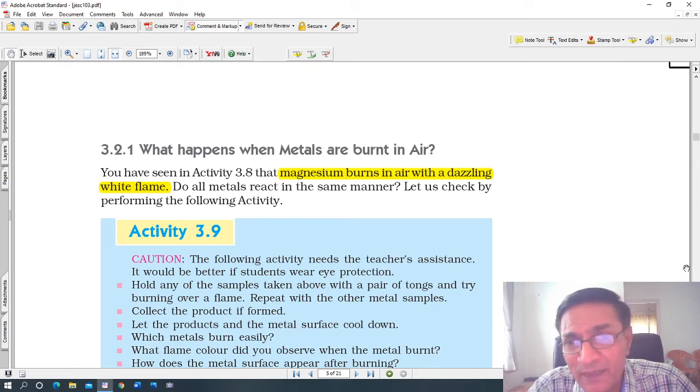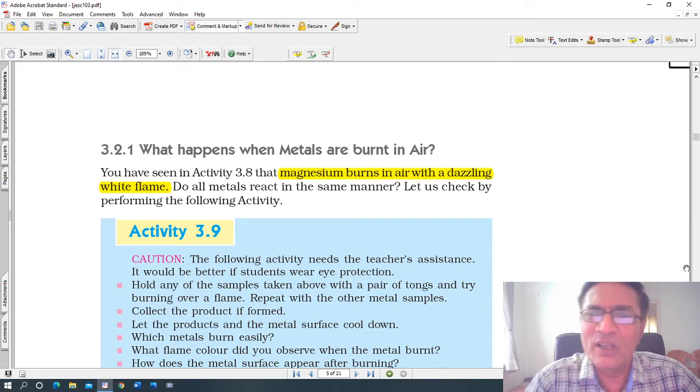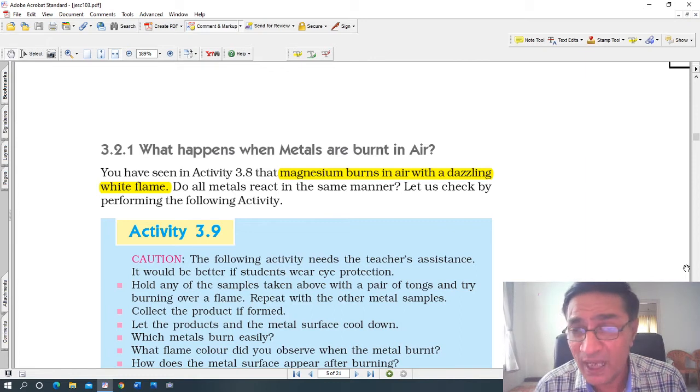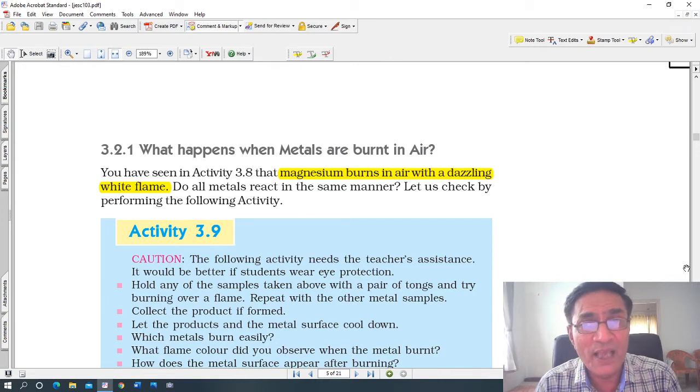Now, obviously, just as all students don't do very well in science or maths, in the same way, all metals do not react equally with oxygen. For example, gold and silver. They are metals, but they are very unreactive, and that's why they don't react with oxygen. On the other hand, iron and copper are also reactive, but they react very slowly. In other words, they will react with oxygen.